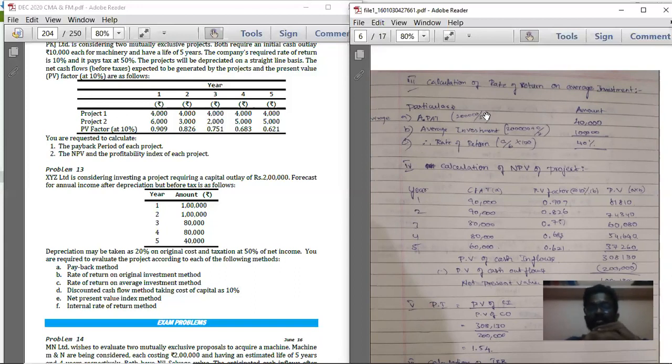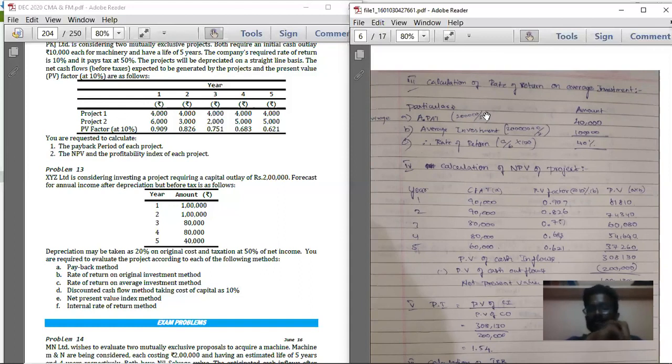Below that small b, average investment within bracket 2 lakhs plus 0 divided by 2. So 2 lakh is the opening investment, closing investment is 0, whole divided by 2. So 2 lakh plus 0 divided by 2. Amount column record 1 lakh.